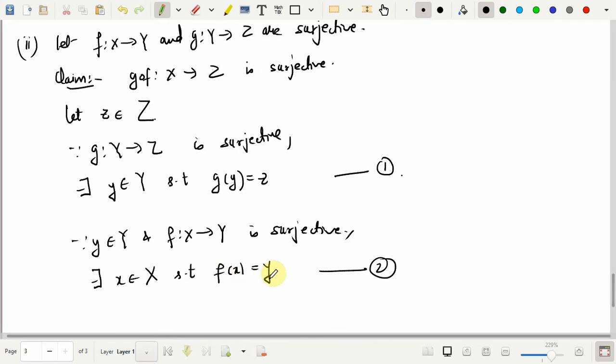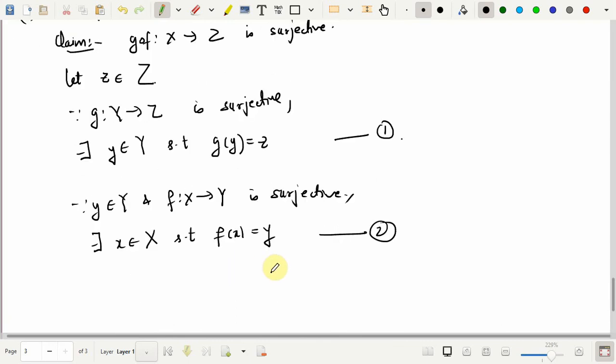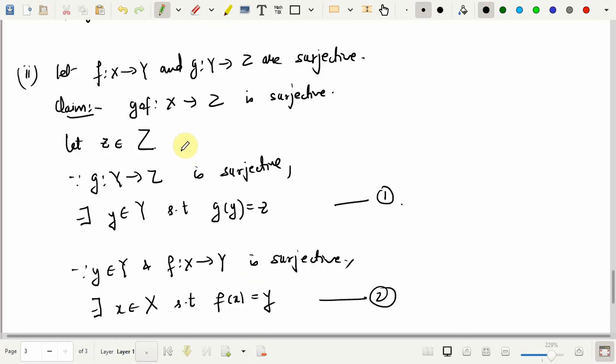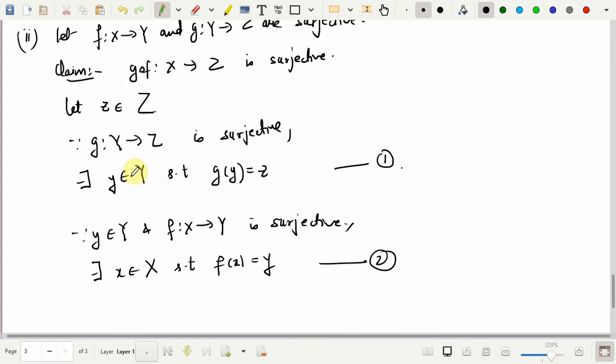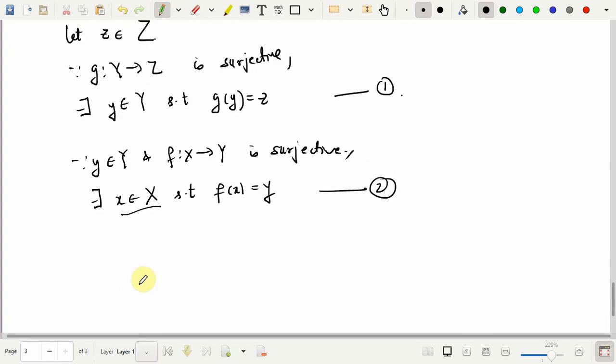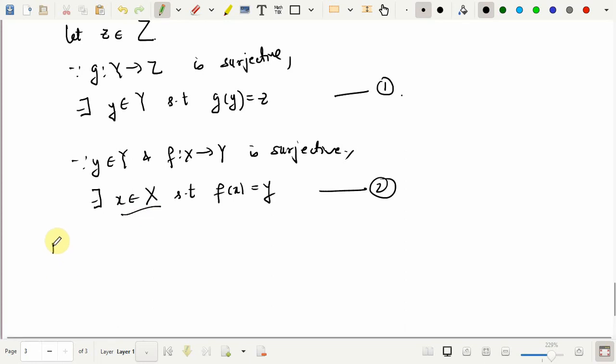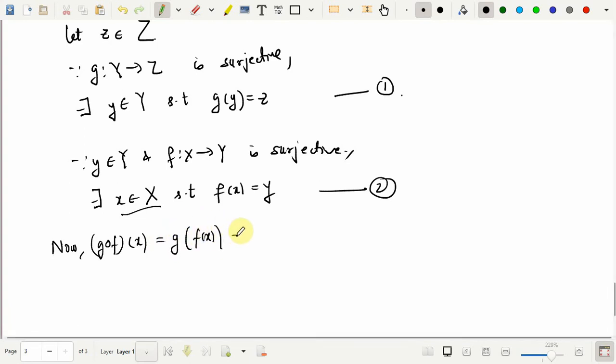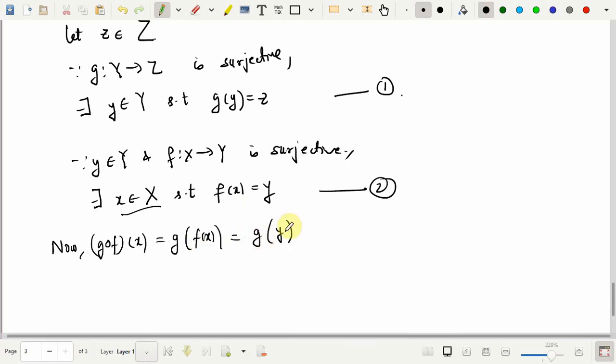Right? So now, our main aim is to produce a point in X such that g composite f of that point is equal to z. So are we done with that? We have produced a point x in X. We will see whether the same x will work, that is, whether g composite f at x is the same as z. Now if I evaluate g composite f at this x, this is nothing but g of f of x, but f of x is equal to y, and g of y is equal to z. So this is from 1 and 2.